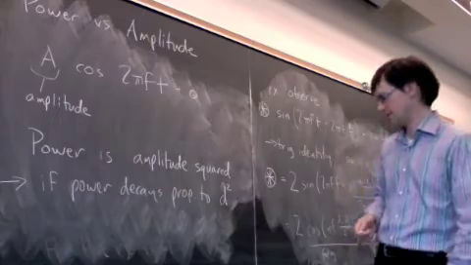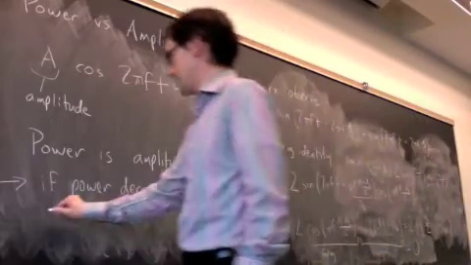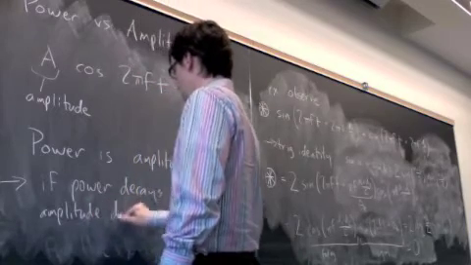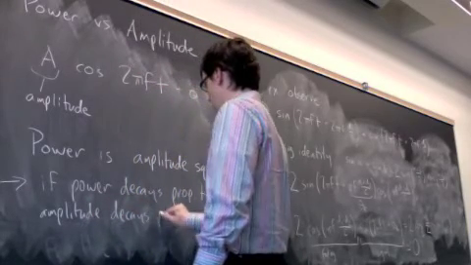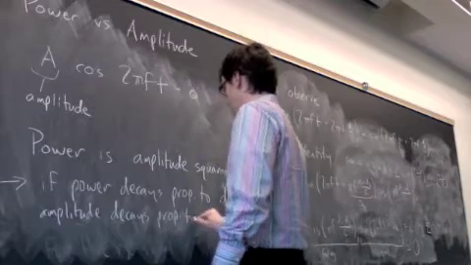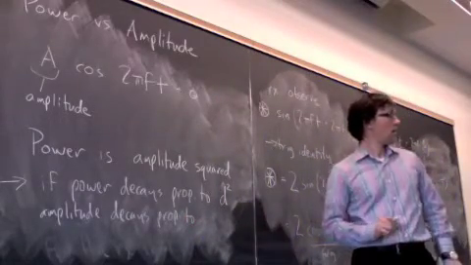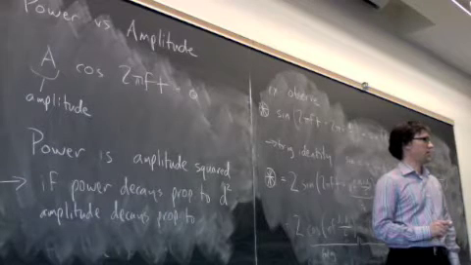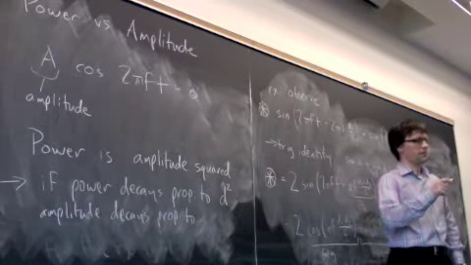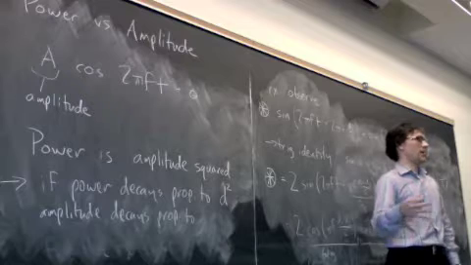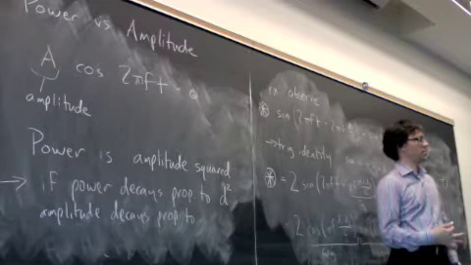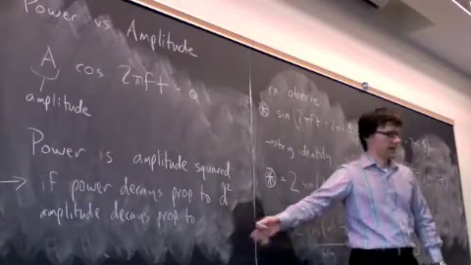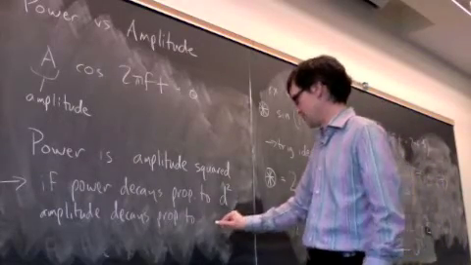If power decays proportional to d squared, amplitude decays proportional to what? No, we're going backwards here. If power is amplitude squared, and power is d to the alpha, then what's amplitude? The square root, right? So it decays proportional to d.